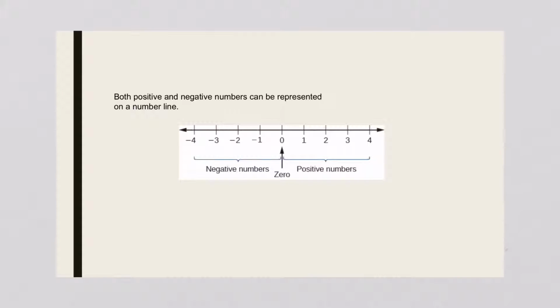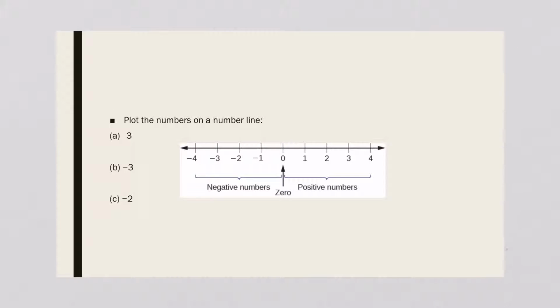So on a number line, you can see here that your positive numbers are over here. Your negative numbers are over there. And notice that they go in the opposite direction. So on the positive side, they count up and they get bigger. On the negative side, they count down and they get smaller, actually.